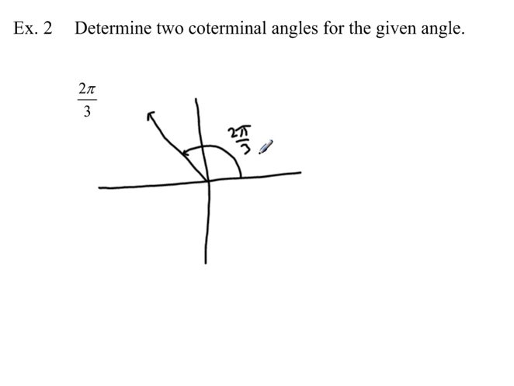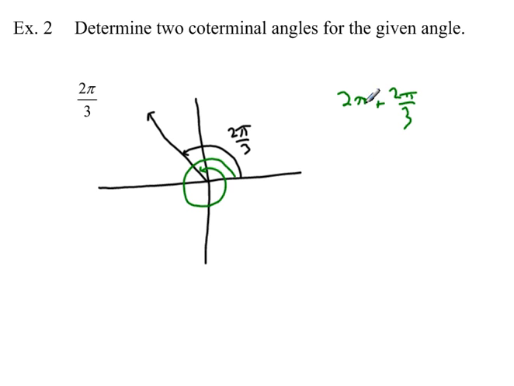Now, coterminal means an angle that goes around this set of axes in either direction but ends at the same place. Coterminal means with the same ending. So if we had some angle that started at the same place, went all the way around the circle, and then came back to that same angle measure, that would be a coterminal angle. So to find that, we could say, okay, all the way around the circle is 2 pi plus that 2 pi over 3 that we had here.